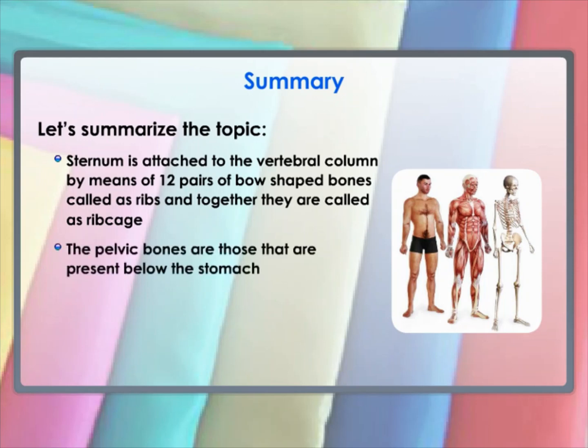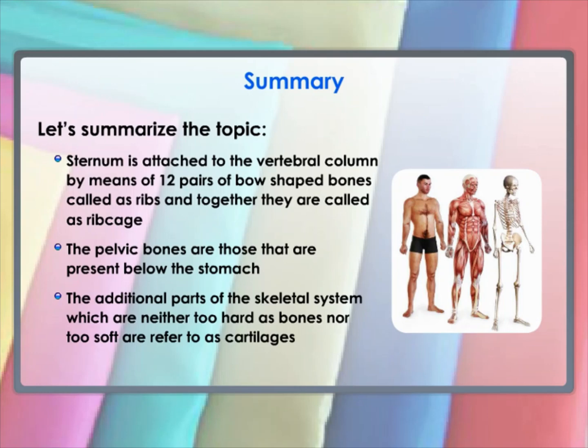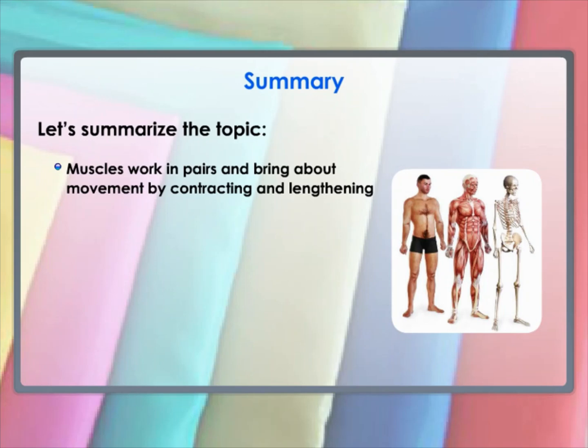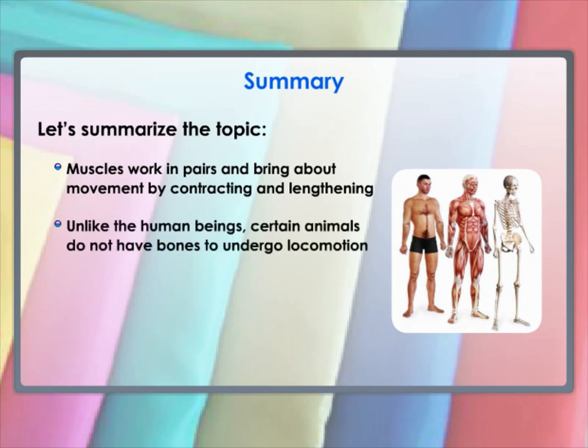The pelvic bones are those that are present below the stomach. The additional parts of the skeletal system, which are neither too hard as bones nor too soft, are referred to as cartilages. Muscles work in pairs and bring about movement by contracting and lengthening. Unlike the human beings, certain animals do not have bones to undergo locomotion.